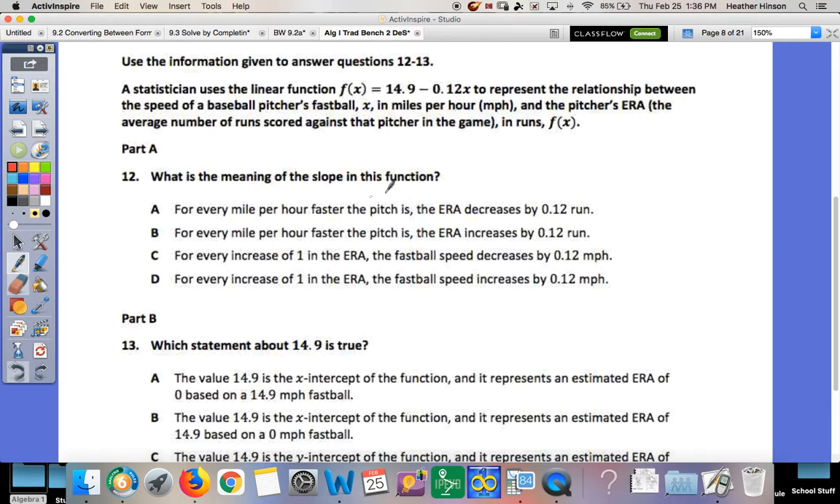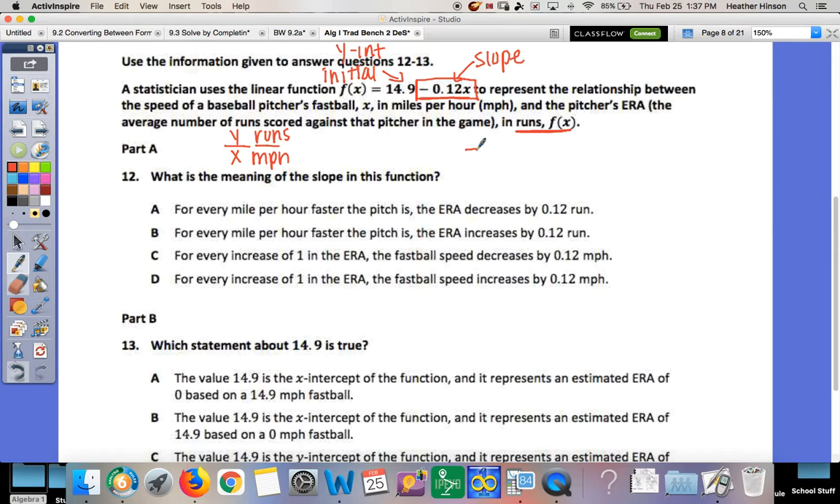So what's the meaning of the slope? Your slope in this equation is the one with x. So that's going to be your negative 0.12. And then your 14.9, that's your initial, your y-intercept. So we want to look at slope on this. To figure out what it's talking about, you need to know what your rise over run is, what your y over x is. Your x is in miles per hour, so that's the bottom. And your y is your runs, so the average number of runs that the pitcher has.